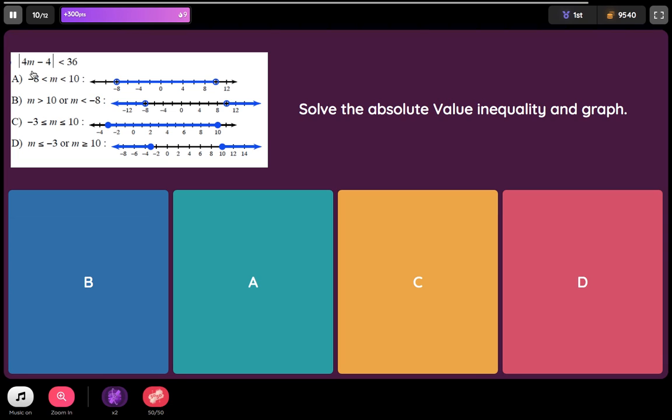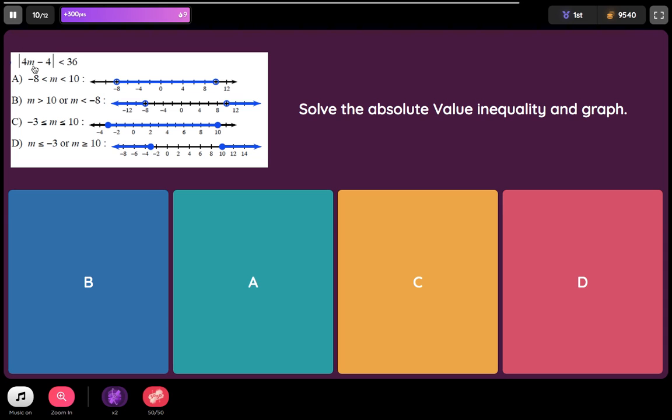So let's do the positive version first. We'll have 4m, we have to add the 4 on each side, so we'll end up with 4m is less than 40. Divided by 4, m is less than 10. So that's what you're getting there with the m less than 10. That's easy. It's going to be A. That's the only one that's got m less than 10. The other ones have equal signs with them. So I know my answer is A at this point.